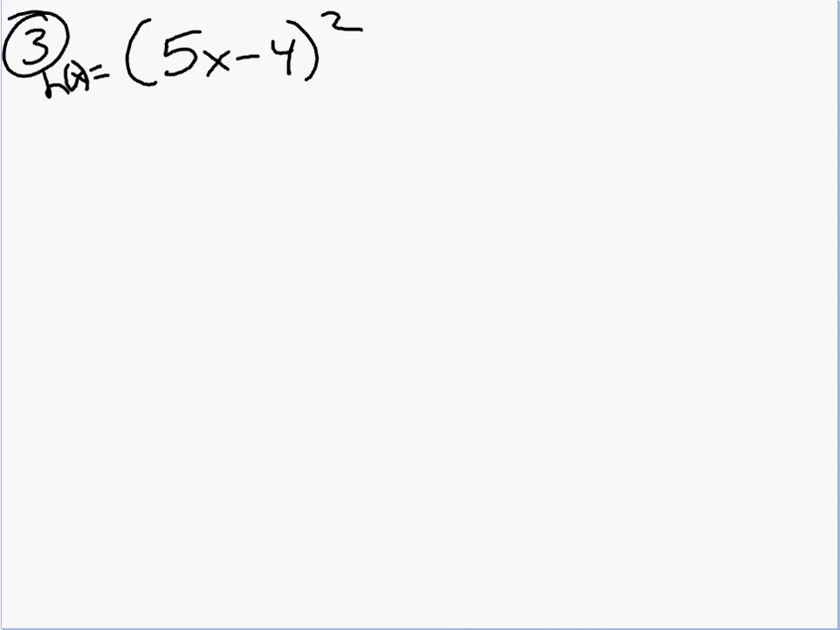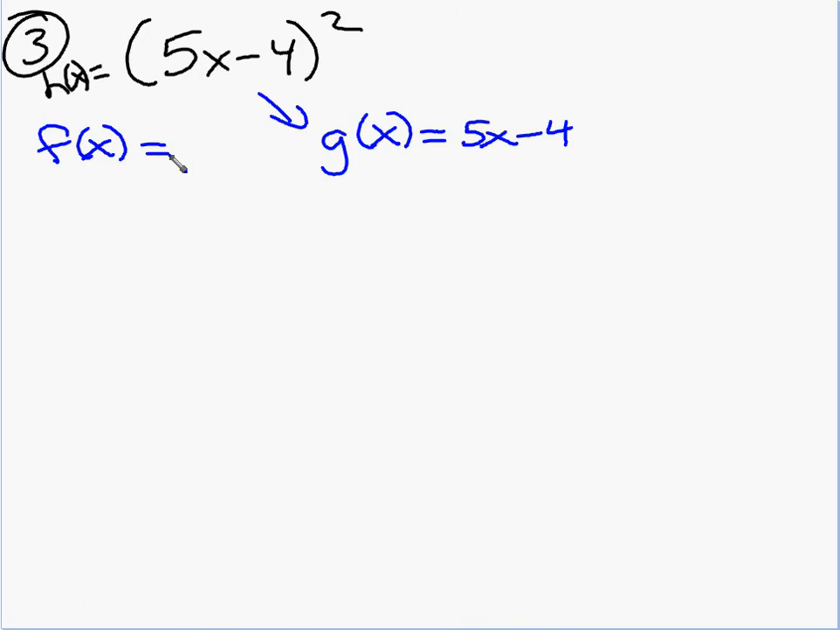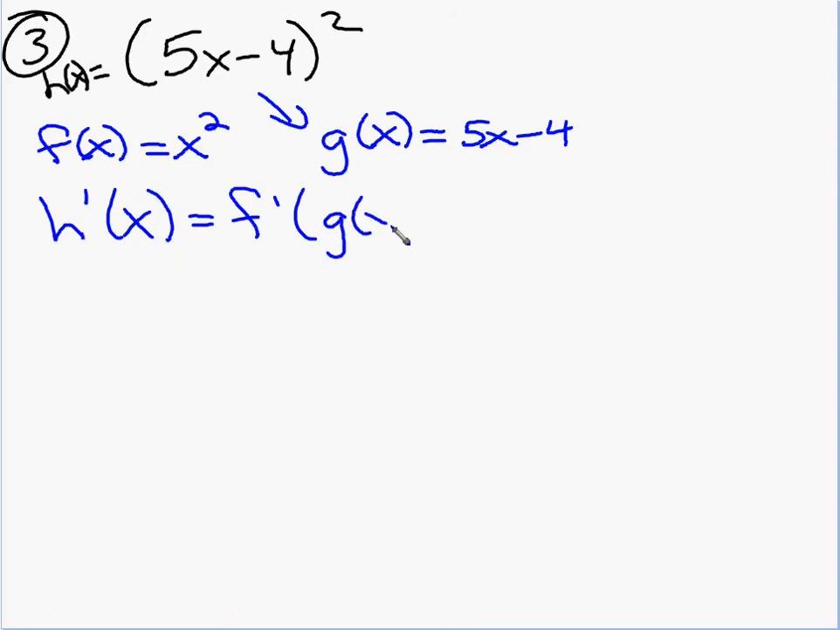All right? So if we do it with the chain rule, my g of x is 5x minus 4. My f of x, my outer function, is what? X squared. Okay? So following the chain rule, h prime of x equals f prime of g of x times g prime of x. This one's a little bit easier. What is the derivative of the outside?